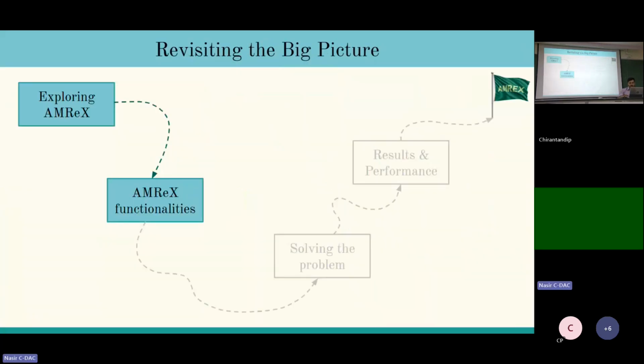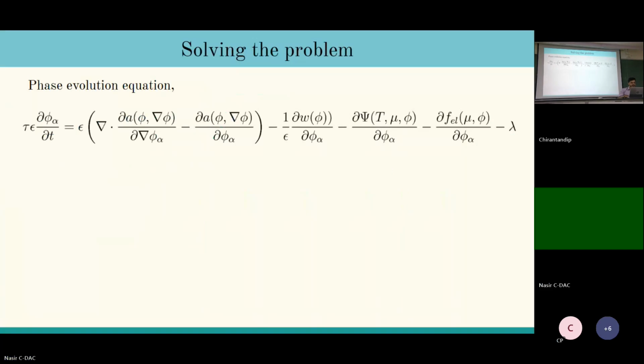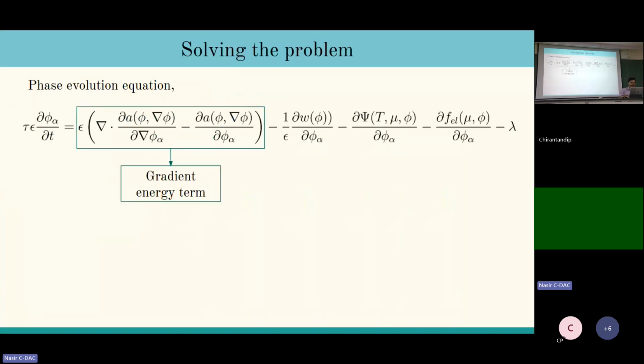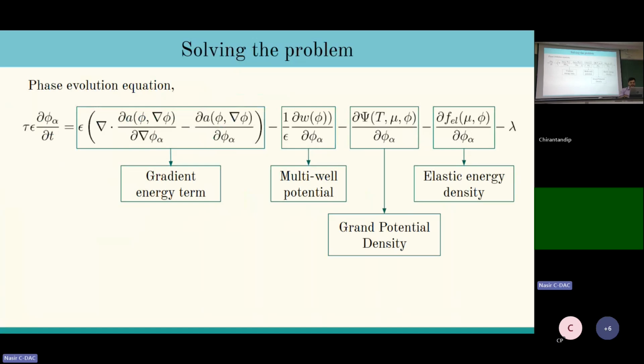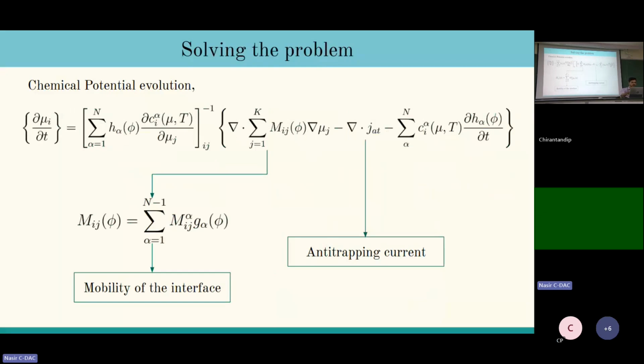So we've explored AMReX and seen the functionalities that it holds. Now we'll look at the problem. You've already gone over this multiple times, so I don't want to emphasize much on this, but something I want to add is we've also added the elastic part into these codes, and we also have the chemical potential equation where we have anti-trapping current as well.